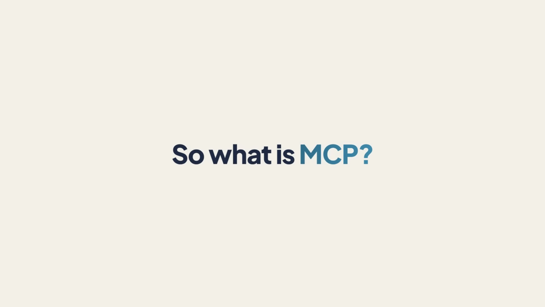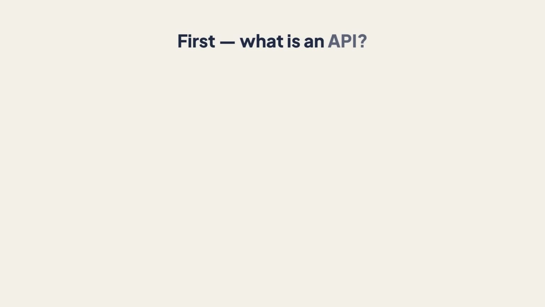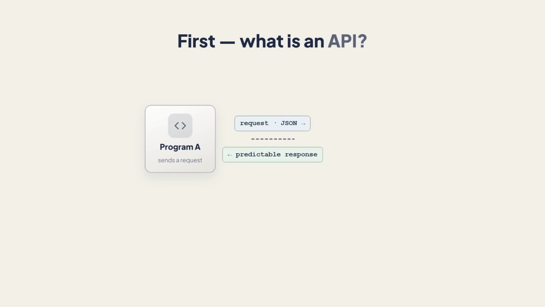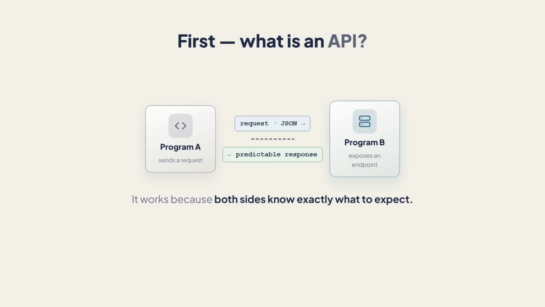So what is MCP? How is it different from an API? And why is it reshaping how we build AI agents? Let's break it down. First, a quick refresher. For decades, an API has been the universal handshake between systems. One program exposes an endpoint. Another sends a structured request, usually JSON, and gets a predictable response back. Developers document it, secure it, version it. It works beautifully because both sides know exactly what to expect.